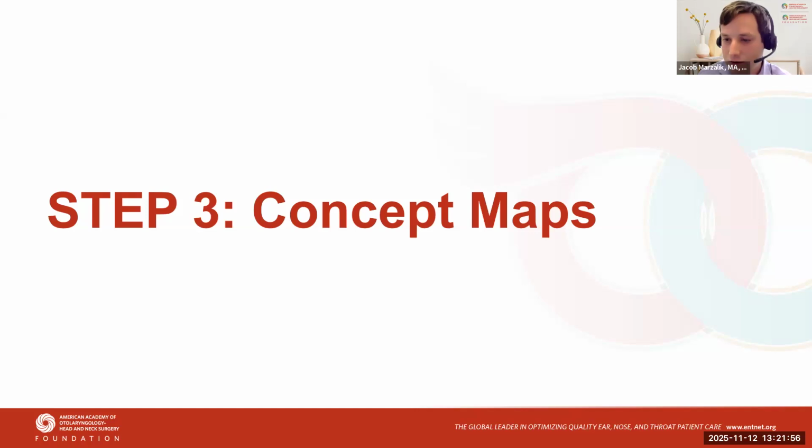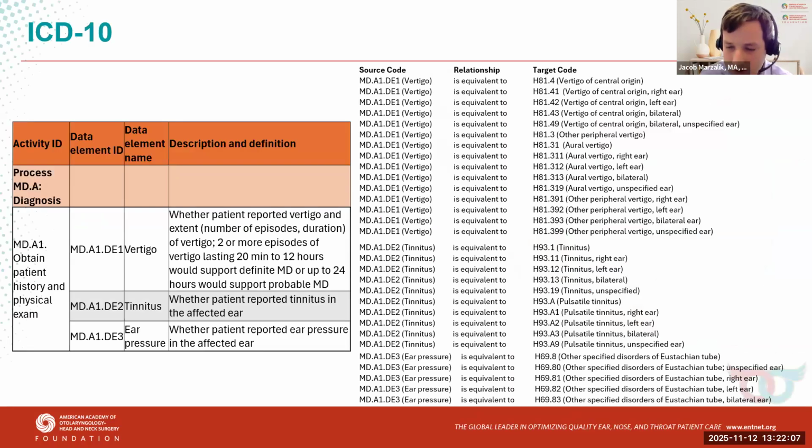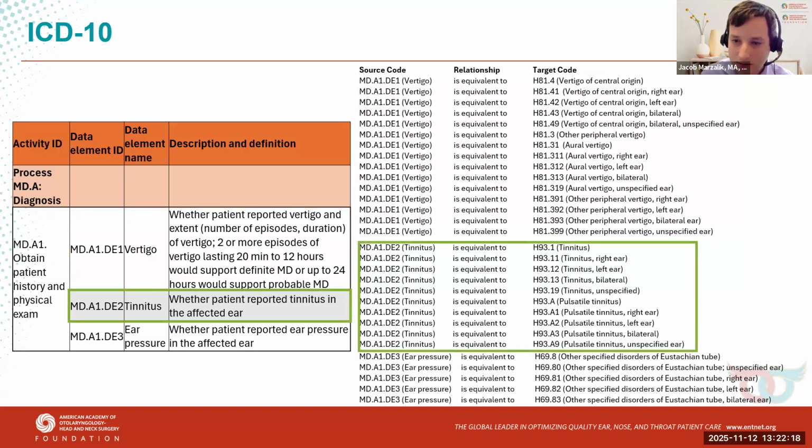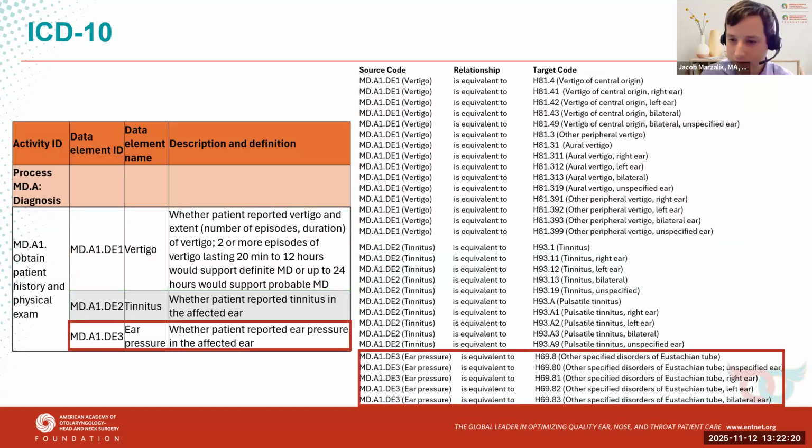So how do we actually assess who completed each of the processes as recommended by the CPG? Well, we connect our local codes to real-world data, which rely on standardized coding systems, such as the ICD-10, for example. For someone to be diagnosed with Meniere's, they would have to have a diagnostic code indicating vertigo, tinnitus, and ear pressure.